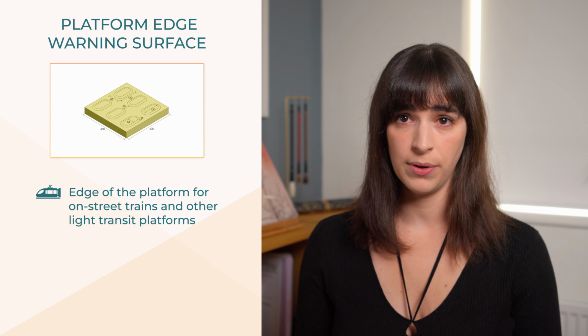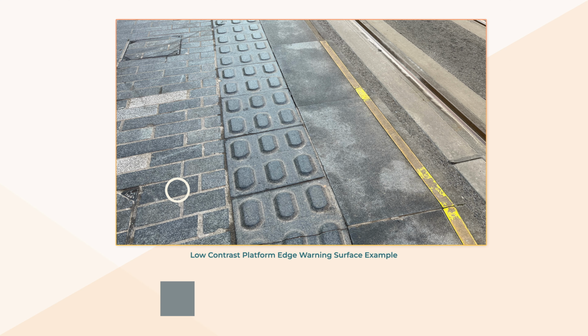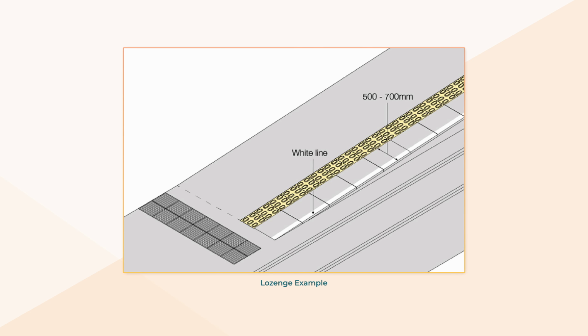It is usually buff, but it can be any color except for red, as long as it contrasts with the area. This can cause problems because as the guideline doesn't specify the color that should be used, you can see them in colors which may not offer much contrast, and that should be avoided. They are known as lozenge, and they are installed as a single row with a setback of at least 500 millimeters from the edge along both ramps and the platform.